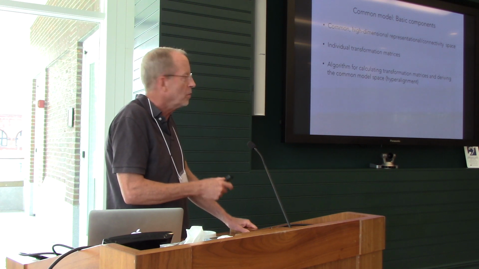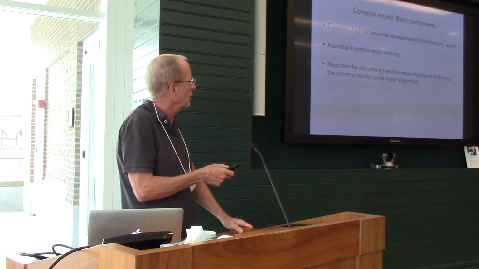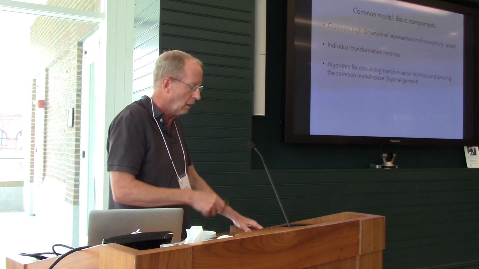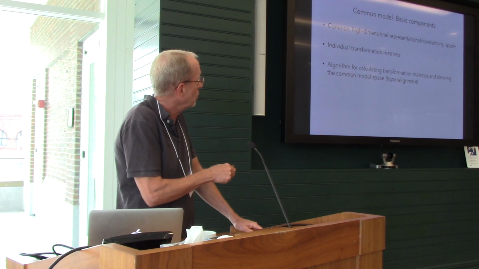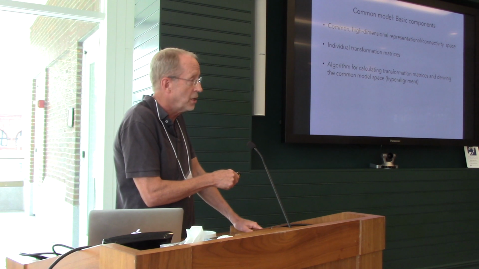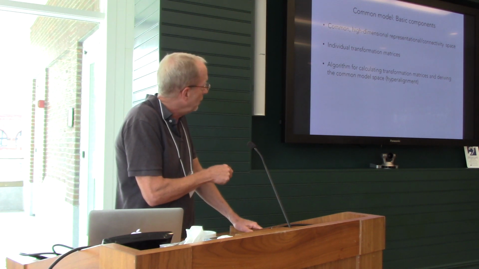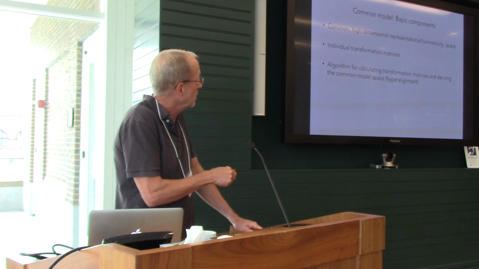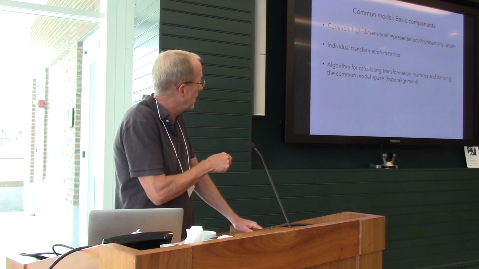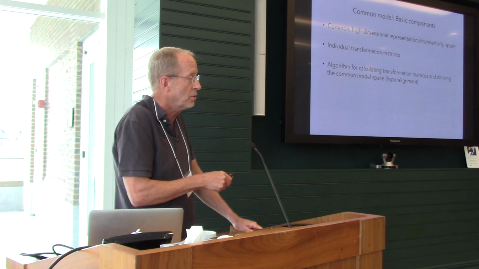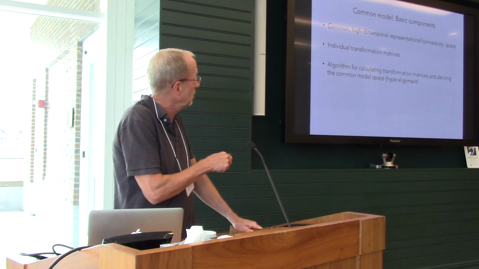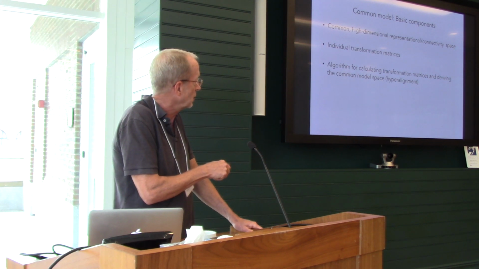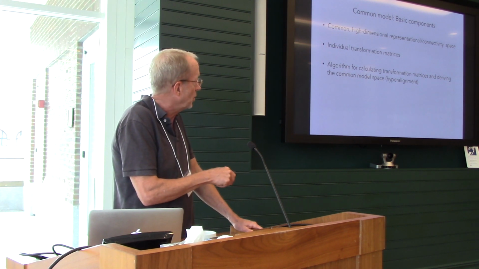So let me just summarize what this common model is, because it's a complicated thing. The basic components are this high-dimensional information space for both representation and connectivity. Then transformation matrices that are specific to each subject. So the space is common across brains. Transformation matrices are specific, and they project individual data into the common space or data from the common space back into individual brain spaces. And then there's the algorithm, which is hyperalignment, for calculating these transformation matrices.